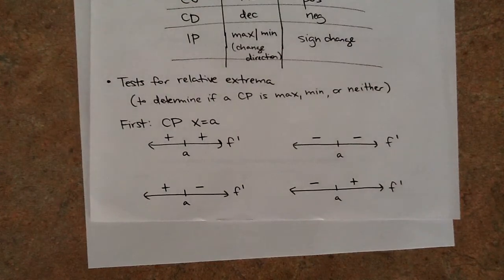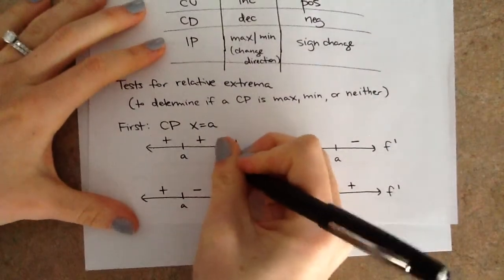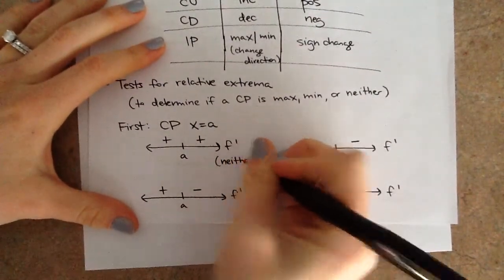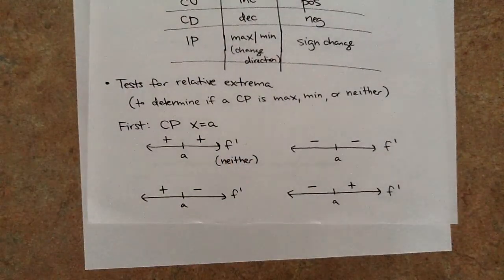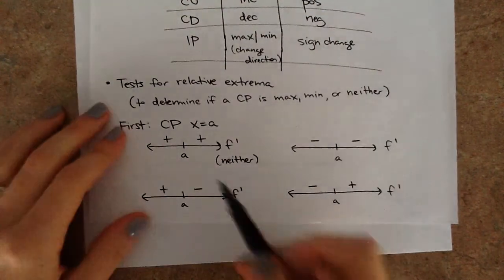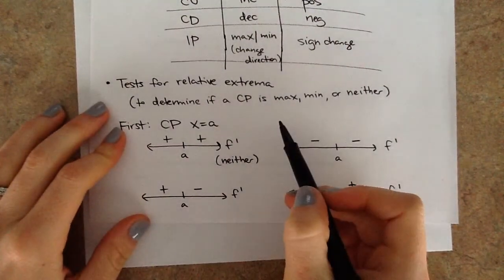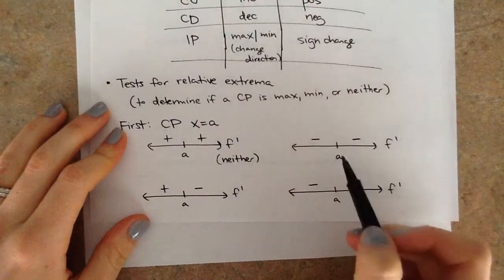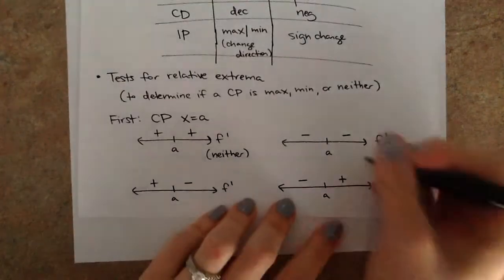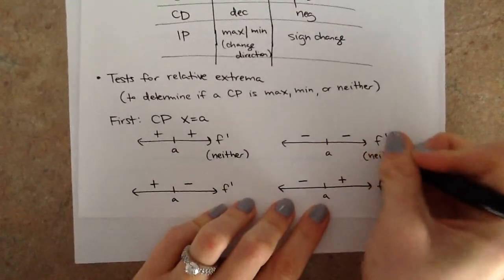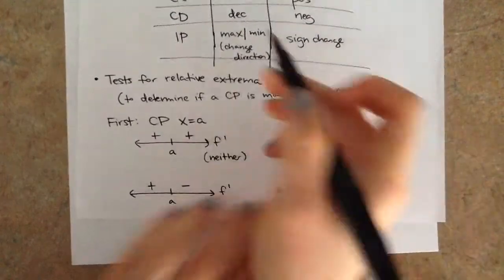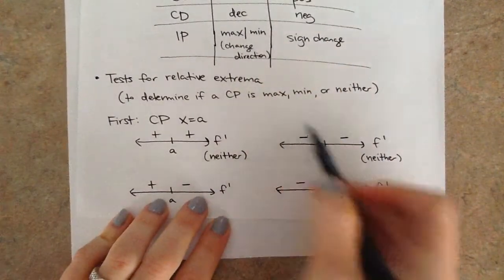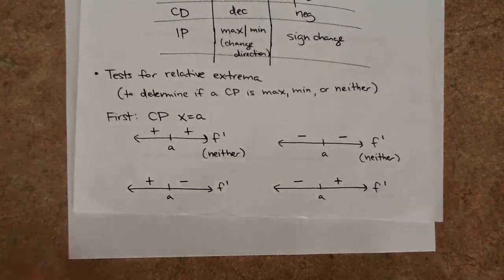All right, so positive, positive, what does that mean for x equals A? It's neither. Good, so this would be neither max nor min, because yeah, we stop for a second, but there's no change in sign. So that would be like the chair graph that kind of increases, stops, and then increases again. How about negative, negative? That would again be neither, no sign change. So that would just be like a backward chair, decreasing, levels off for a minute, and then keeps decreasing.